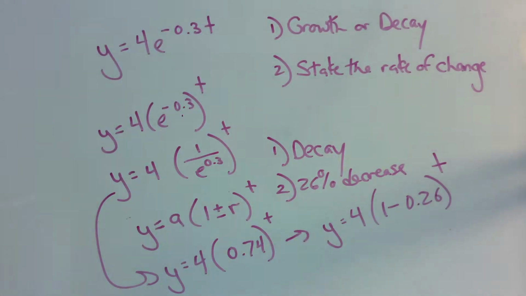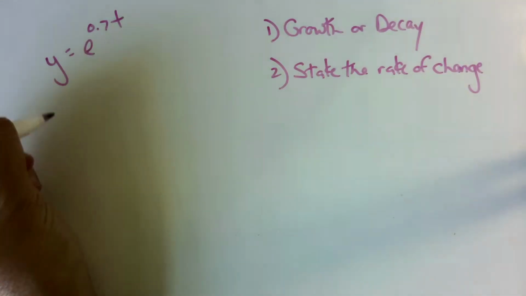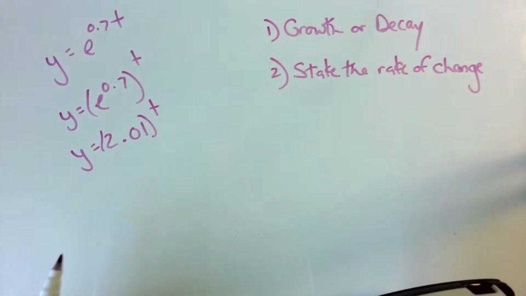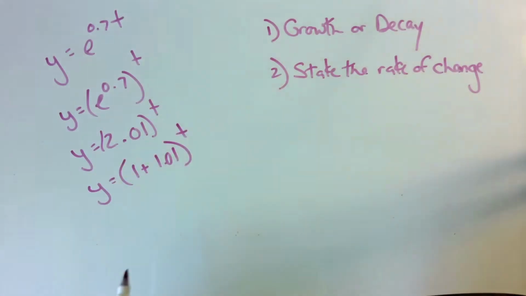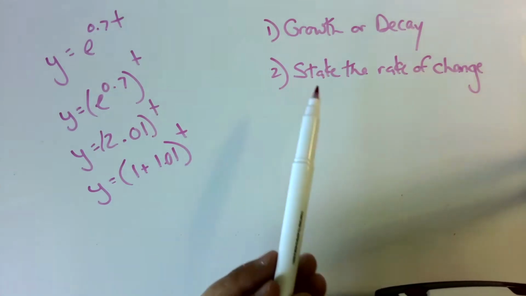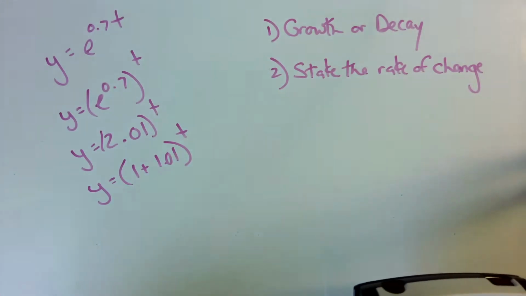Okay, let's do this again. y equals e to the 0.7t, okay? So first I rewrite it as y equals e to the 0.7, to the t. Now I'm going to find e to the 0.7 in my calculator. And I find that that's y equals 2.01 to the t. So now if I want to rewrite that as 1 plus my rate, that's 1 plus 1.01. And so what is my rate of change? That's 101% increase, and this is growth.